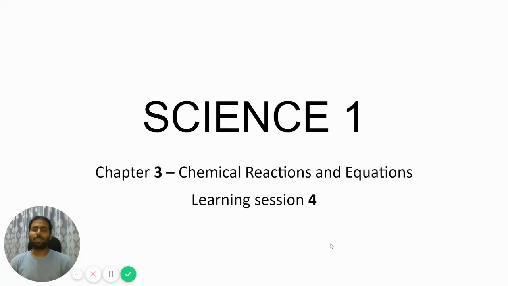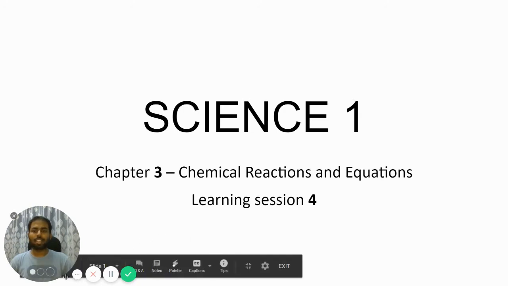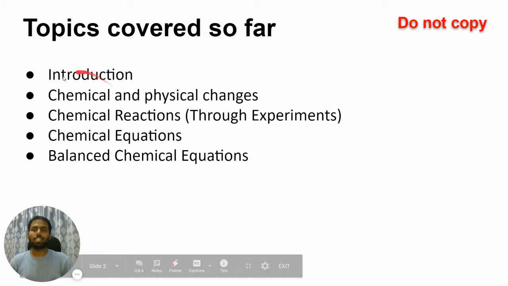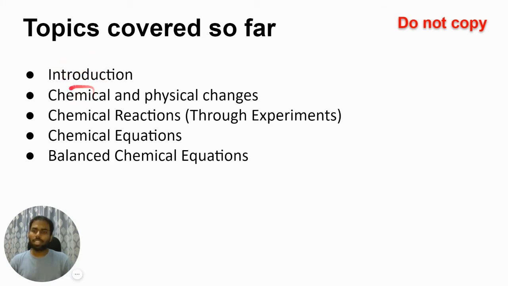Hello and welcome to learning session number 4 of chapter number 3 of Science 1, which is chemical reactions and equations. So far, what all have we seen in this chapter? We had seen the introduction and we had seen chemical changes and physical changes. What are chemical changes? Changes in which either bonds are broken or new bonds are formed. Okay, those are chemical changes.